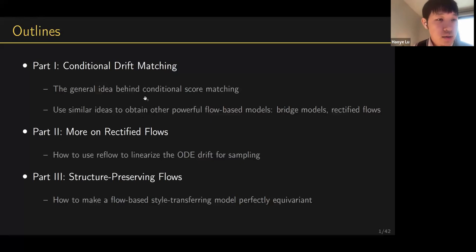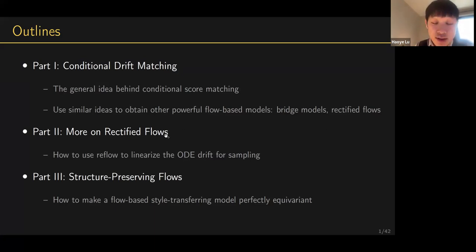Today's talk will be split into three parts. The first part is about conditional drift matching. In this part, we will discuss some general ideas behind conditional score matching, which makes today's diffusion models be trained efficiently. And then we will discuss how to use similar ideas to obtain other powerful flow-based models like bridge models or rectified flows.